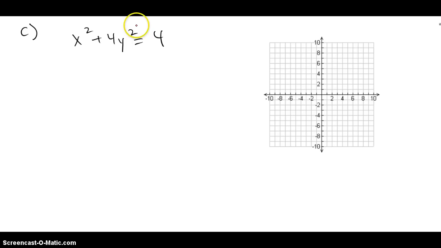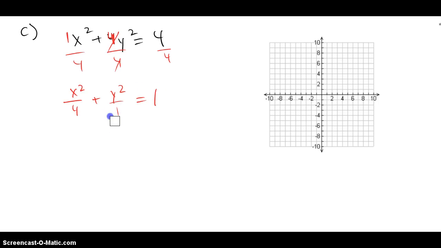Again, I have x squared and y squared, and actually just a pointer, the way I know that this is an ellipse and not a circle is because this y squared has a coefficient positive 4 and this has a coefficient 1. If the coefficients were the same, it would be a circle. So let's get a 1 on the right side. I get x squared over 4 plus y squared over 1, I guess, equals 1.